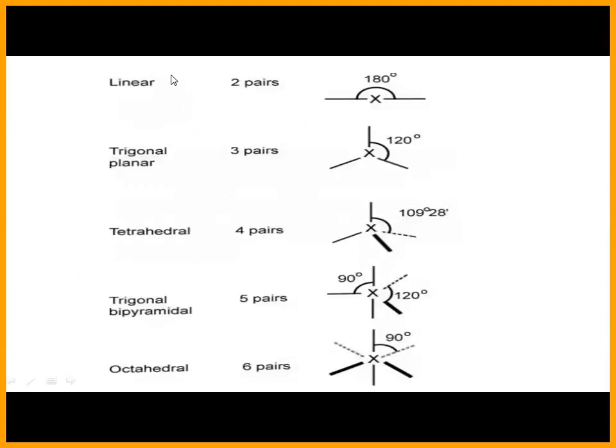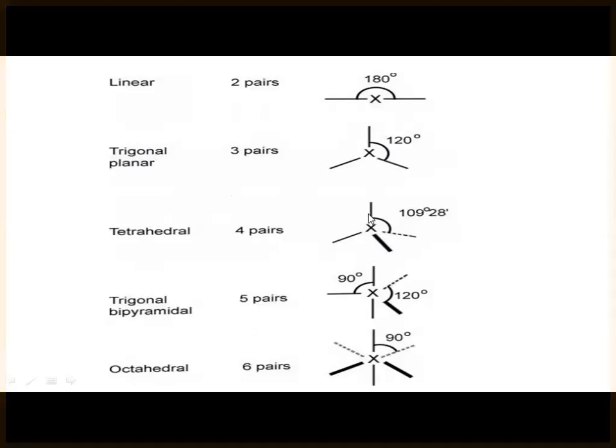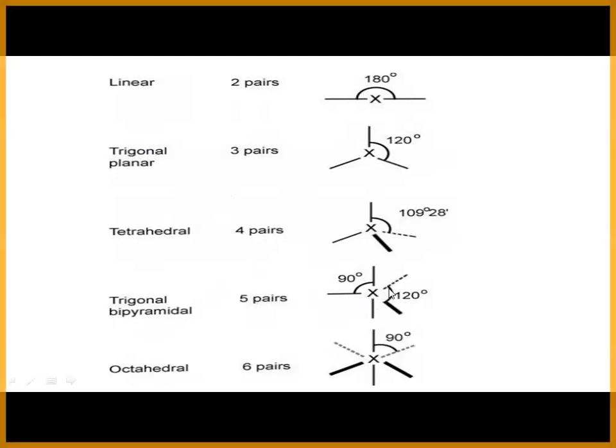So you can see here, linear, two pairs, 180 degrees. Trigonal planar, 3 bond pairs are there. So here it is 120 degrees, so it is trigonal planar. Tetrahedral, 4 bonds are there, 109.28 minutes. Trigonal bipyramidal, 5 are there: 1, 2, 3, 4, 5 bonds. On one side there is 90 degrees, and in some other bonds there is 120 degrees. Octahedral, 6 bond pairs, everywhere 90 degrees.